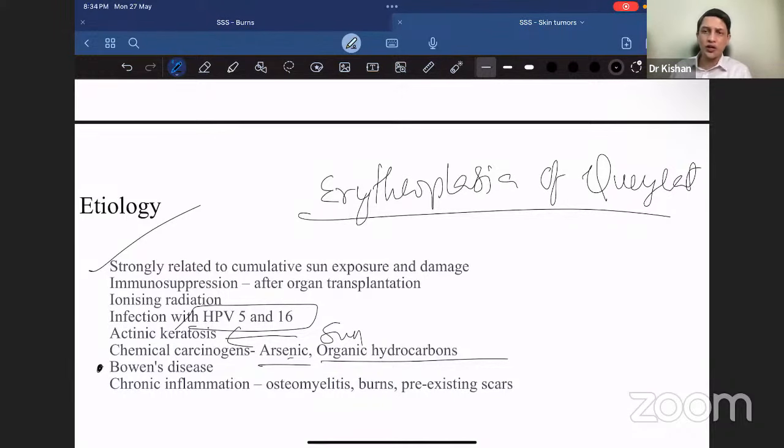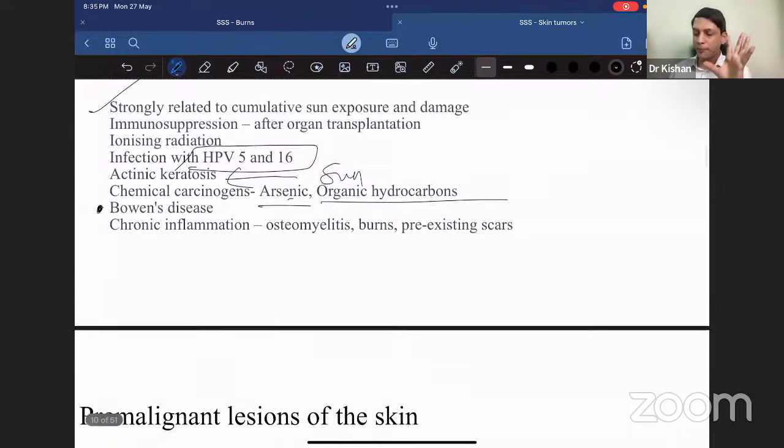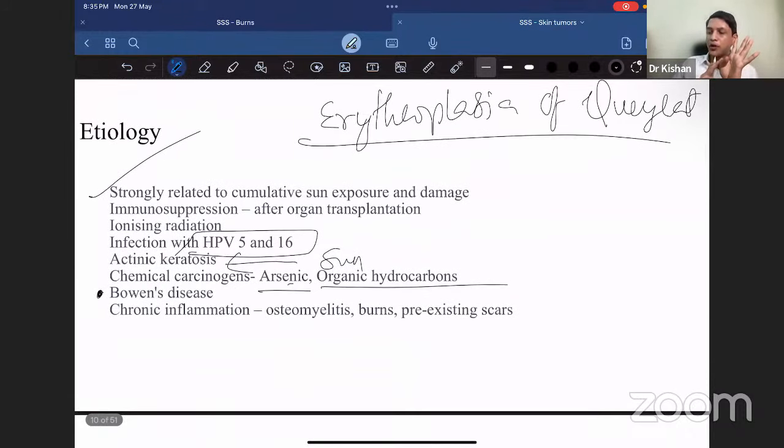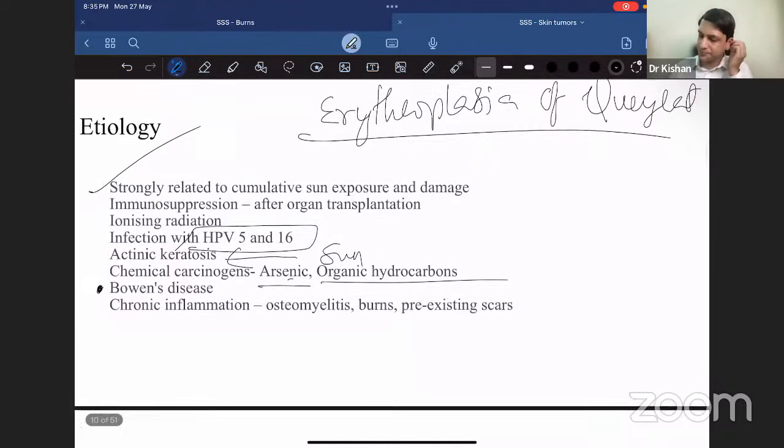Any chronic irritation or chronic inflammation like chronic osteomyelitis, chronic burn scars, or any pre-existing very unstable scars can go on to form SCC. Okay, these are the cancerous conditions or risk factors or etiological factors for SCC. Now, any 4 or 5 important ones. One is cumulative sun exposure. Second is immunosuppression. Third is any chronic irritation or inflammation. Fourth, chemical carcinogens. If you know these 3 or 4, enough.